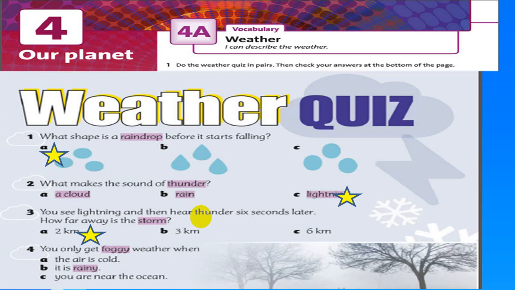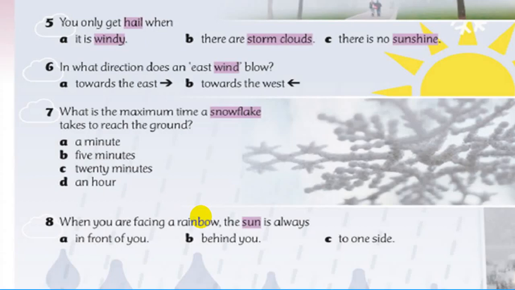4. You only get foggy weather when A. The air is cold. B. It is rainy. Or C. You are near the ocean. The correct answer is A. The air is cold. So when the air is cold, we get foggy weather. Okay, great.